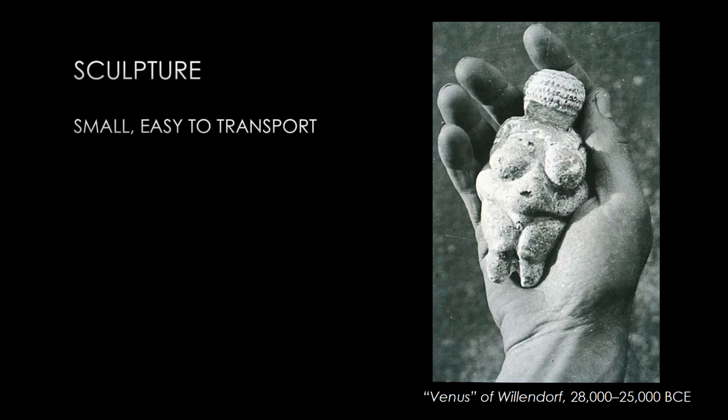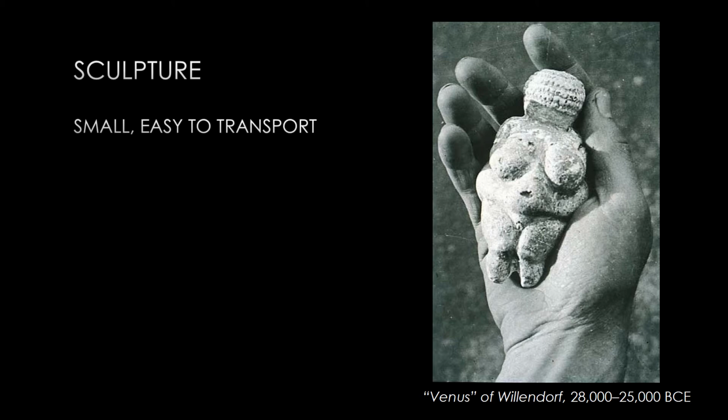We will talk about the two major forms that art takes during the Paleolithic period. We'll be talking about the small portable works of sculpture, and we'll also be talking about the cave paintings. The first major characteristic to know about these sculptures is that they're very small and very portable. The example here, the Venus of Willendorf, is only around 4 inches tall.